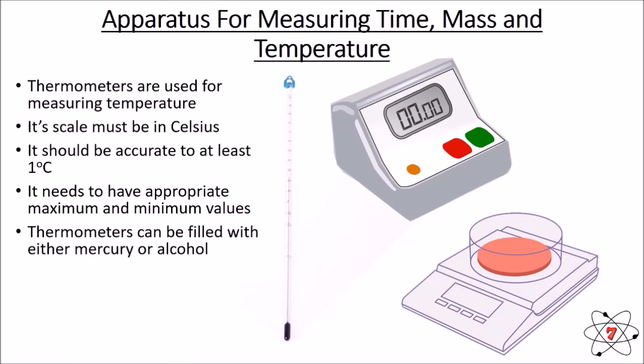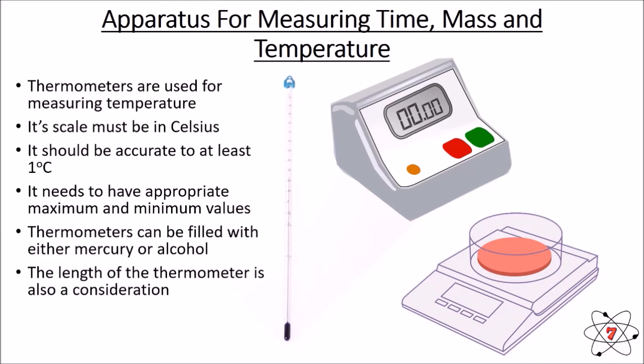The contents of your thermometer is also going to be important. They can either be filled with mercury or alcohol. Unless you need a mercury thermometer for a specific reason, alcohol thermometers are often preferable because alcohol is less toxic. If you break a mercury thermometer, you can have problems.